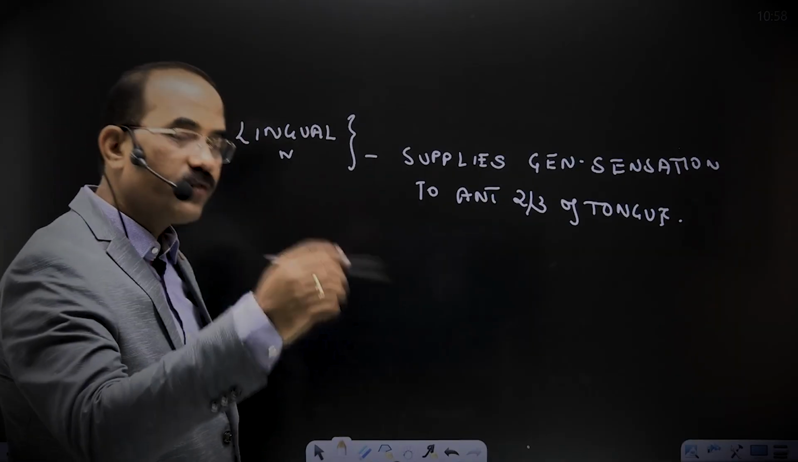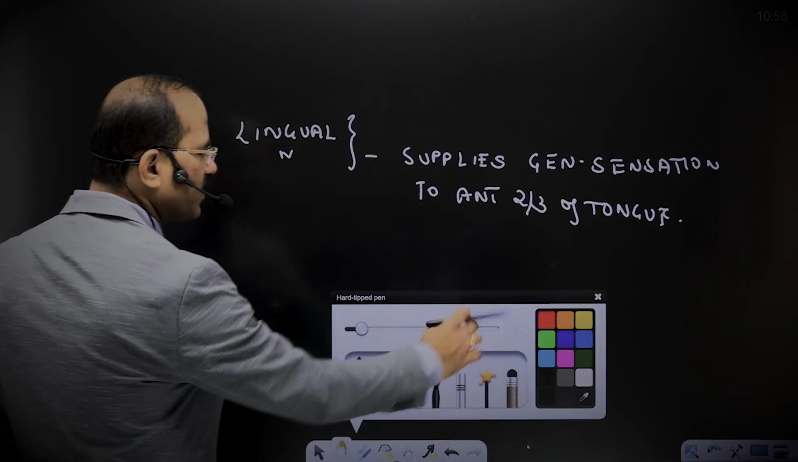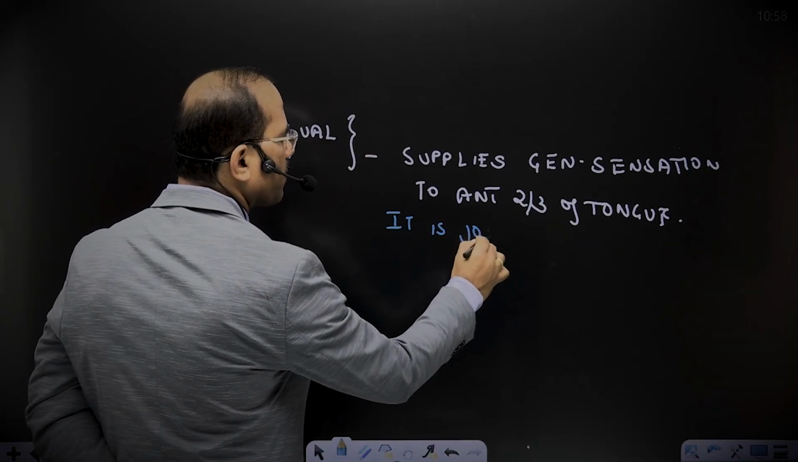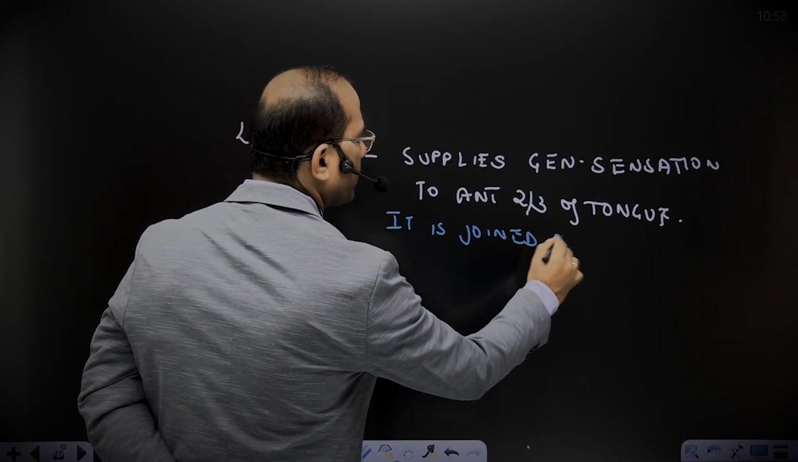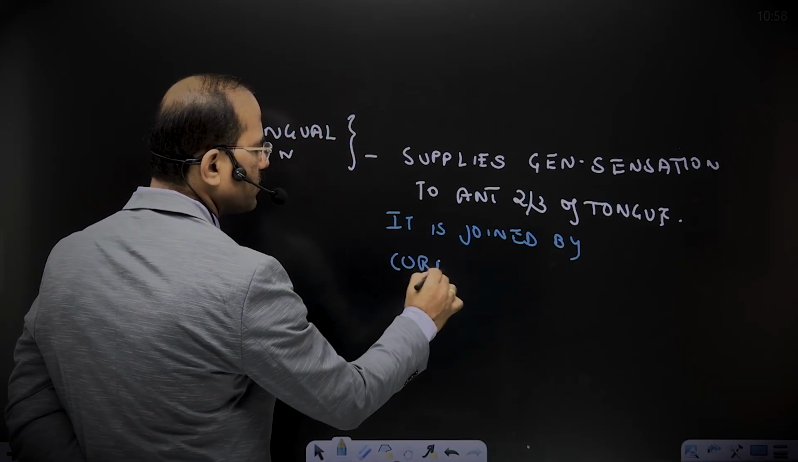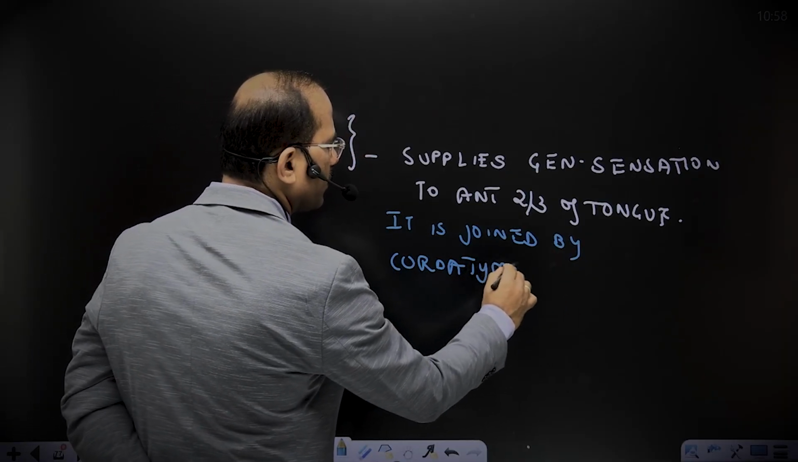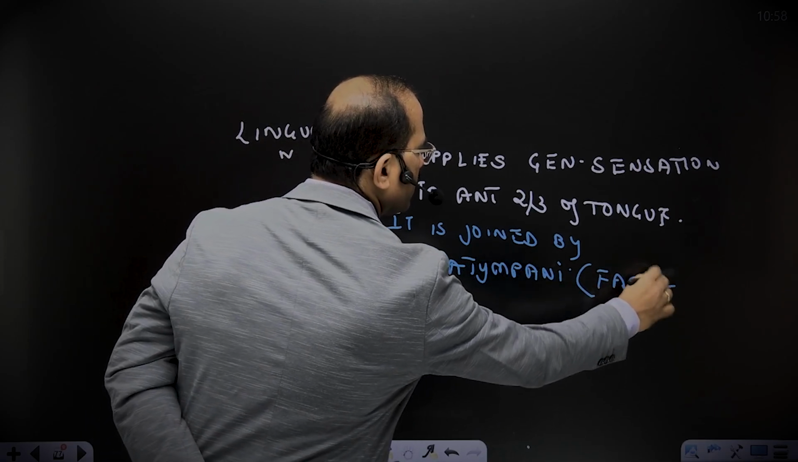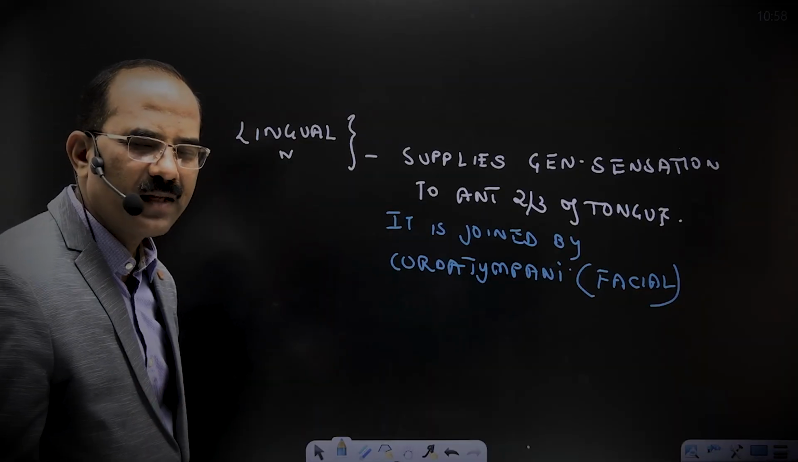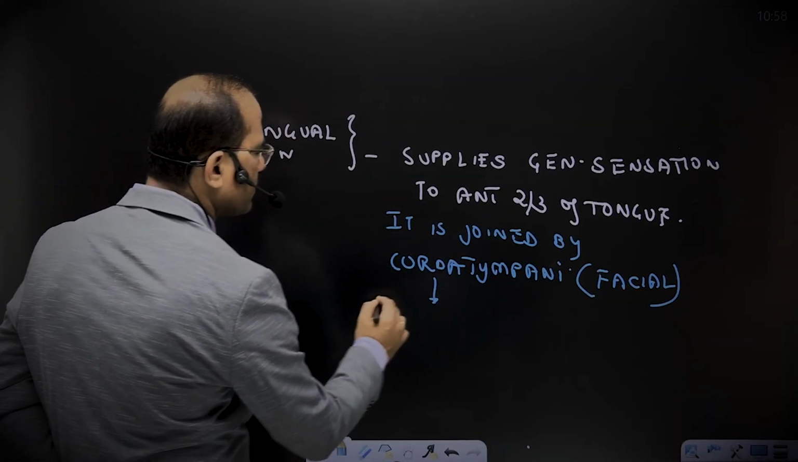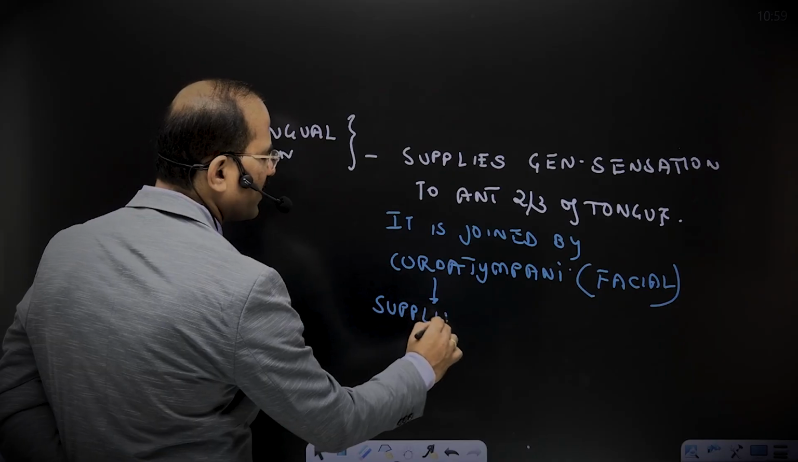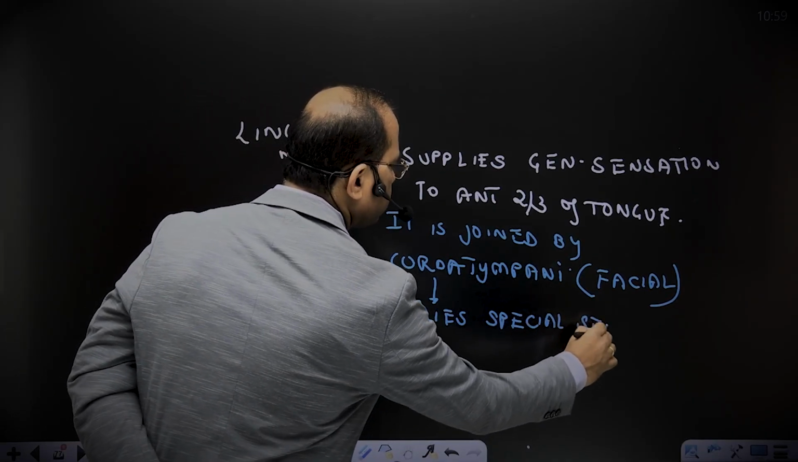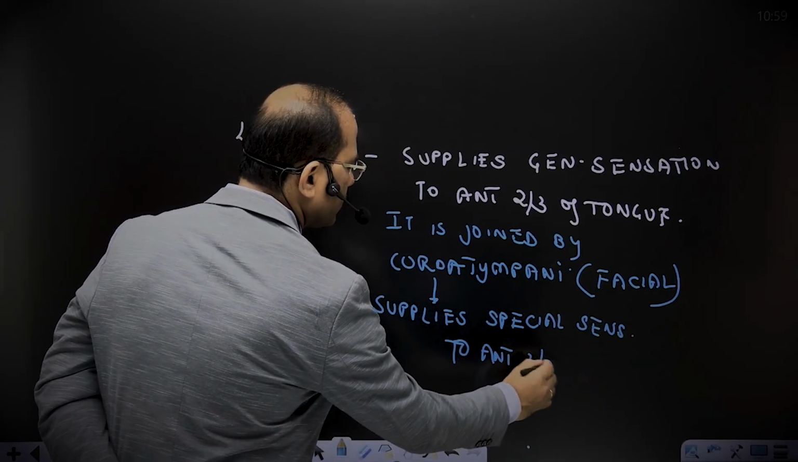Now, this lingual nerve is joined by someone. Who joins the lingual nerve? This lingual nerve is joined by the Chorda tympani. This Chorda tympani is a branch of what? Facial nerve. So the facial nerve gives a branch, that's the Chorda tympani, which joins the lingual and supplies, any guesses? Special sensations, that is taste, to the anterior 2/3 of the tongue.